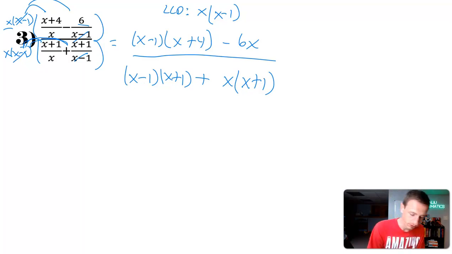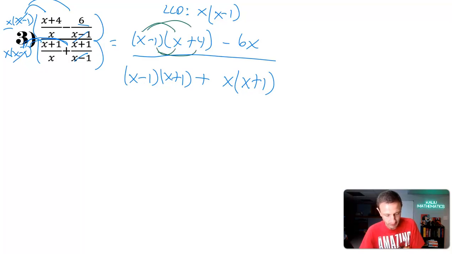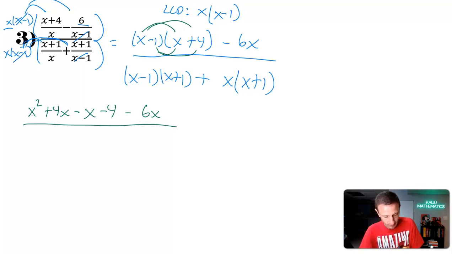Really hoping for some nice simplification here. Let's see, we're going to multiply these binomials together. So x times 4, negative 1 times x, negative 1 times 4. So x times x is x squared. x times 4 is 4x. Negative 1 times x is negative x. Negative 1 times 4 is negative 4. Minus 6x all over, and then on the bottom, x times 1, negative 1 times x, negative 1 times 1.